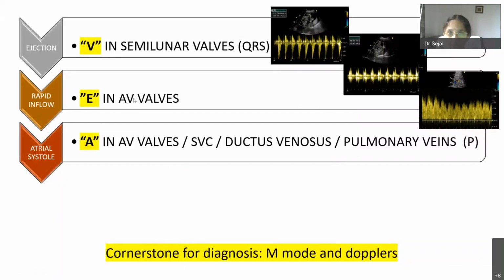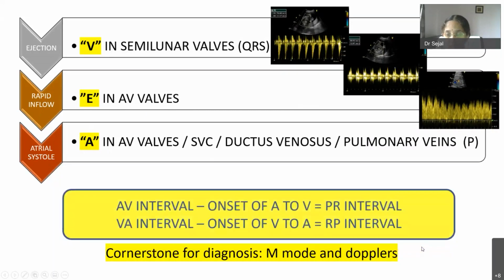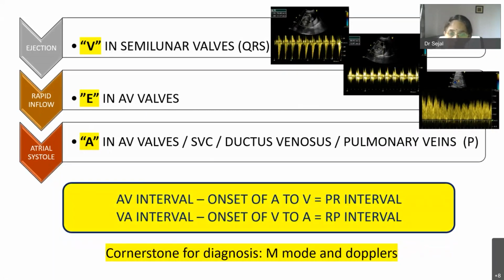The E wave in the AV valves, which is the initial part of diastole, is the rapid inflow, and the terminal part, which is the A wave, gives an understanding about the atrial systole. You can also see this A wave in the veins like SVC, IVC, pulmonary veins, or ductus venosus. Finally, M mode and Dopplers both form the cornerstone for diagnosis. However, Dopplers are important for understanding the duration of the PR interval.